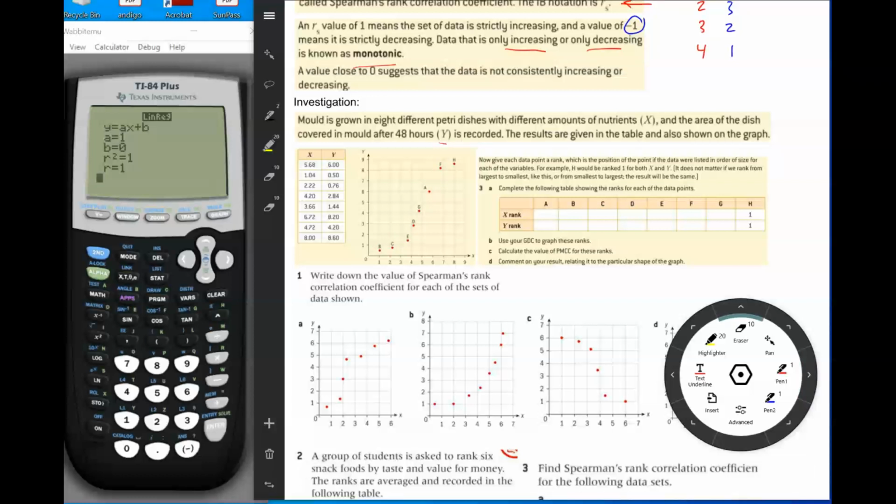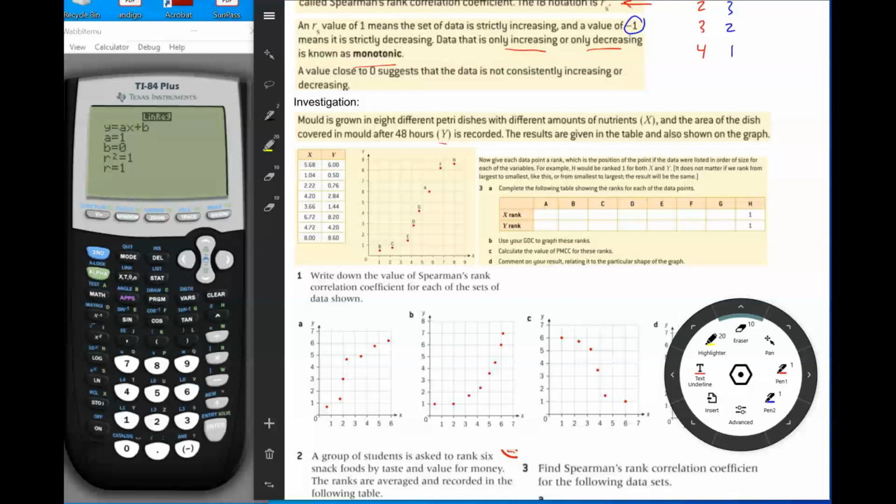If the data makes a monotonic curve, so a constantly increasing or constantly decreasing curve, then it's probably not a good idea to use linear regression, because if you try to draw a line through it, it's not going to fit a curve, but it is a good candidate for Spearman's correlation.